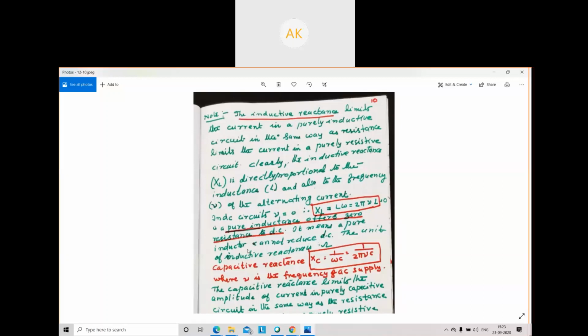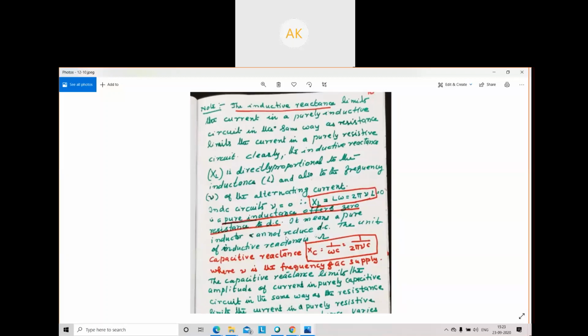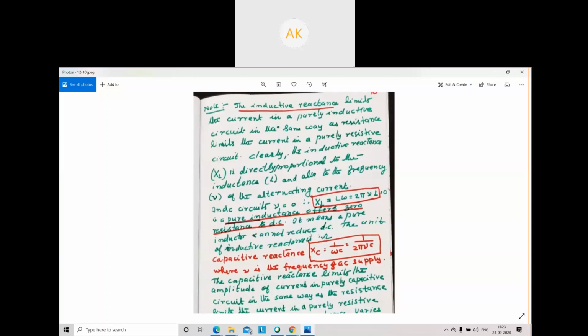And the unit of inductive reactance is ohm, just like the unit of resistance. But L, inductance, has the unit Henry. XL, reactance, has the same unit as resistance, that is ohm. Then capacitive reactance, XC is equal to 1 by C omega. Omega equal to 2 pi into nu, and nu equal to 1 by time period. All these equations you must know.